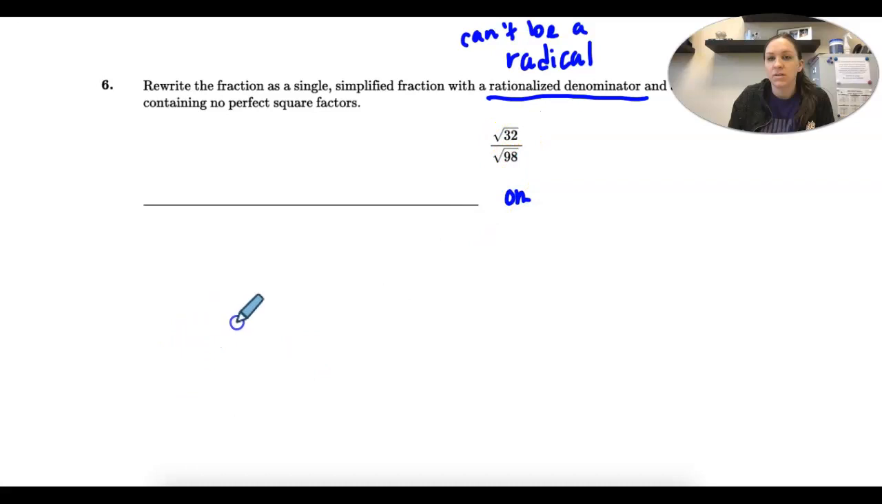So I'm going to take the square root of 16 divided by the square root of 49 because these are perfect squares. So what that means, a perfect square, is if I take that radical, I get a number. 4 squared is 16, 7 squared is 49. So I end up with the square root of 16 equals 4, the square root of 49 is 7. So it's a rationalized denominator because there's no radical down here, and it's a single simplified fraction. So that would be our answer.